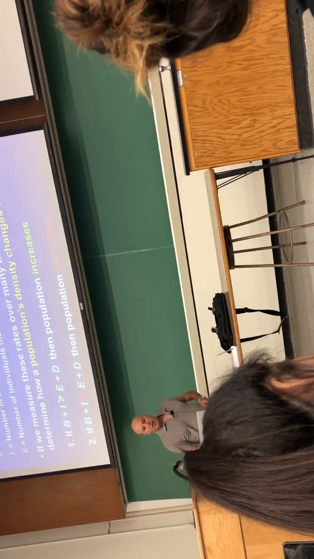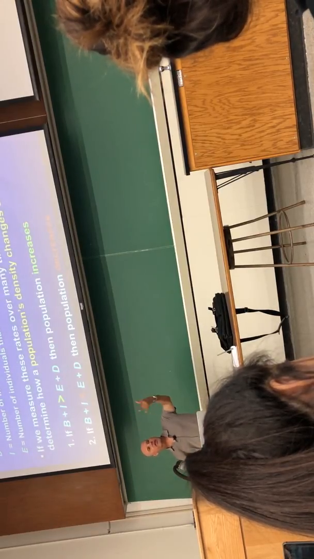D is the number of individuals that die. I is the number of individuals coming in via immigration. E is the number of individuals leaving via emigration. So, what's the take home from this model in its generality? Well, if birth and immigration is greater than death and emigration, what's the population going to do? It's going to grow. And if birth and immigration is less than emigration and death, what's the population going to do? It's going to decrease. What if they're the same? The population is going to stay stable.